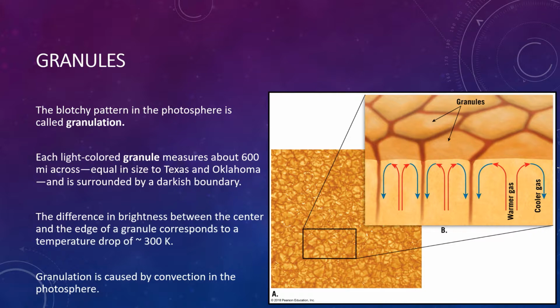Granulation is caused by convection in the gas in the photosphere. Granules form, disappear, and reform in cycles lasting only a few minutes. At any one time, about 4 million granules cover the solar surface.